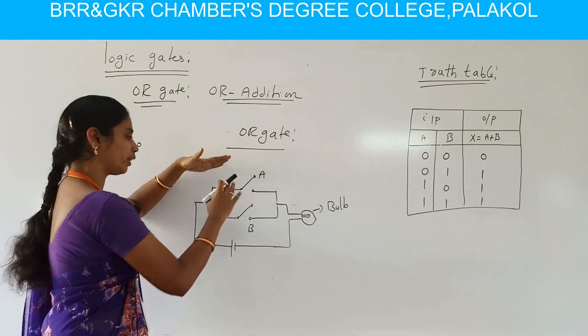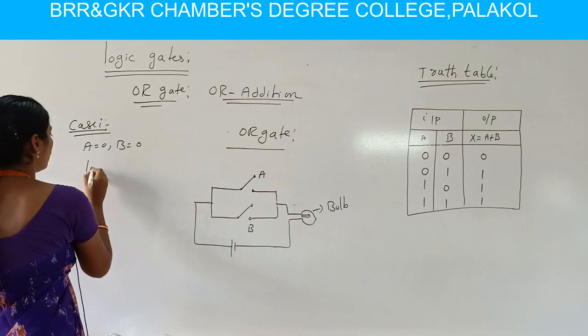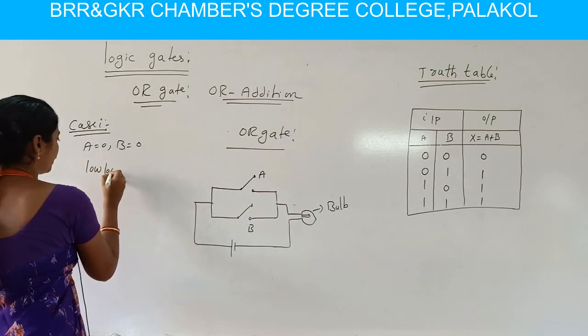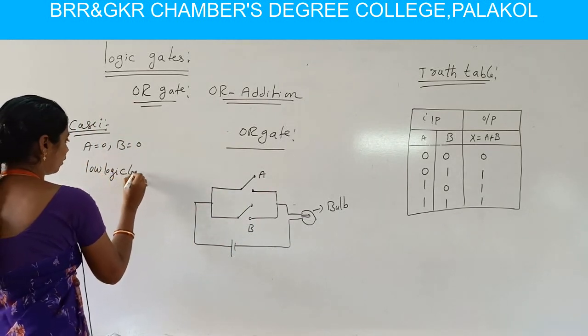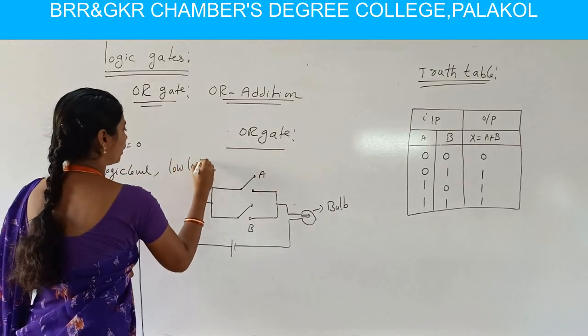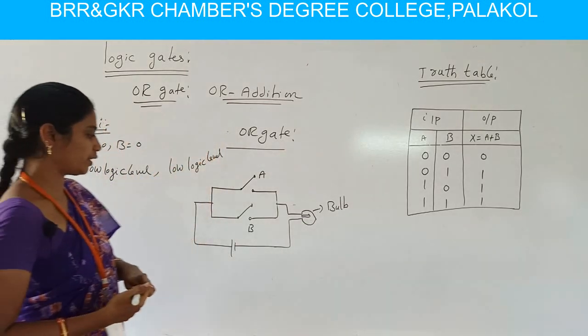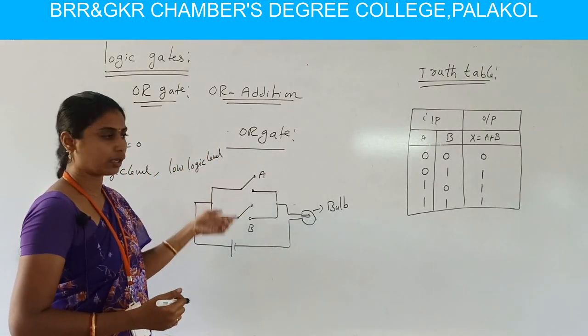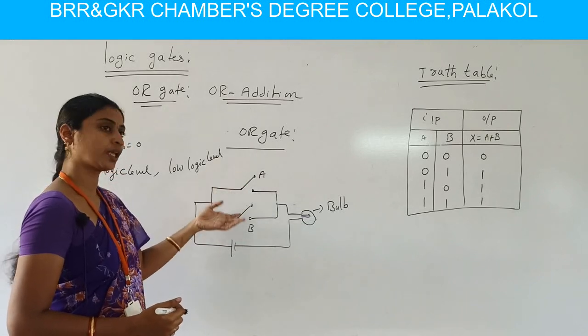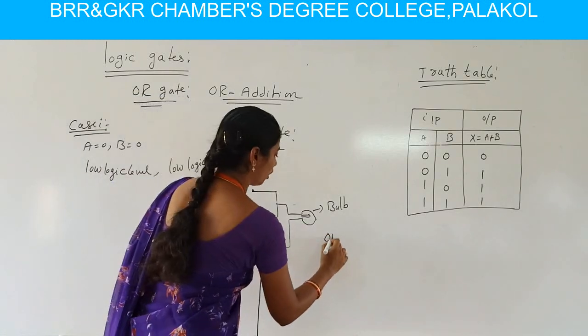It means we are giving the inputs as 0 0. 0 0 means low logic level. A is in low logic level and B also in low logic level. Both A and B are in low logic level and switches A and B are both in open state. Hence the bulb does not glow. The bulb is in off state.